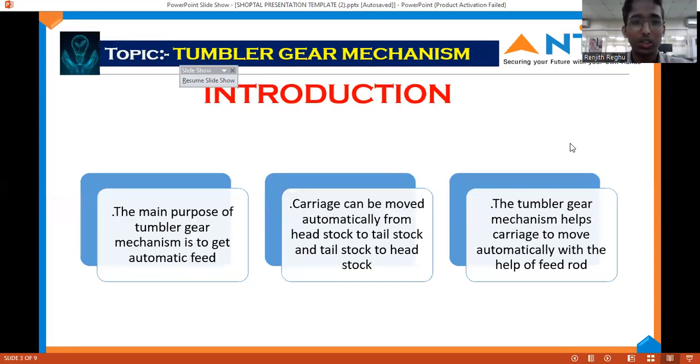First of all, the introduction. The main purpose of the tumbler gear mechanism is to get automatic feed. The carriage can be moved automatically from headstock to tailstock and from tailstock to headstock. The tumbler gear mechanism helps the carriage to move automatically with the help of the feed rod.